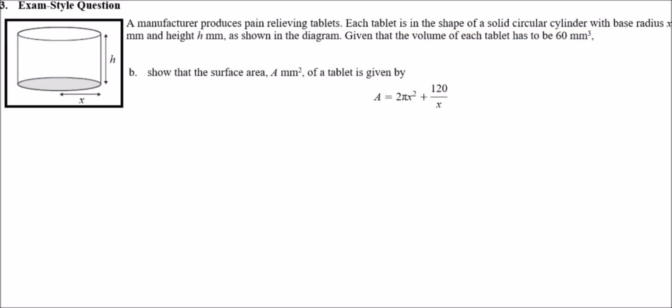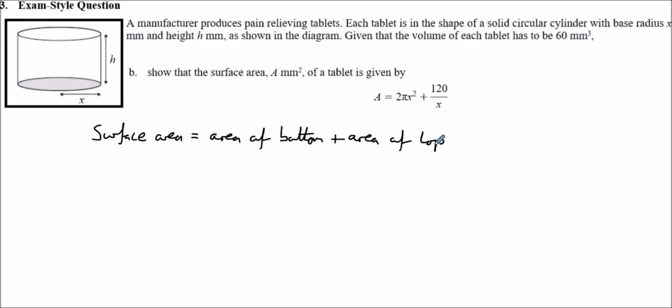Part B. Show that the surface area of this tablet is given by this expression here. Now this one is slightly harder, but not so bad. So the surface area is going to be the area of the bottom plus area of the top. You wouldn't have to write it down like this in the exam. I'm sort of laying it on a bit thicker so you can see where these expressions are going to come from. Area of the bottom plus the area of the top plus the curved surface area.